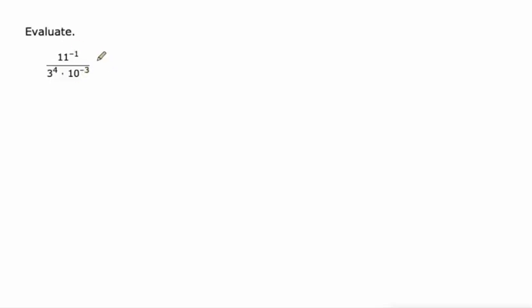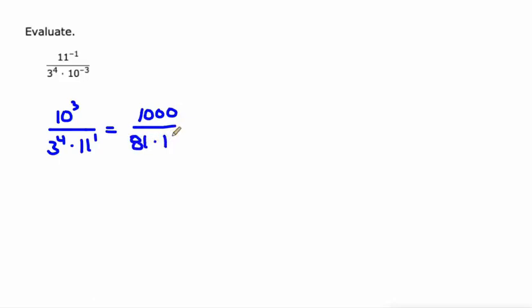All three of these bases are different. All right, so I'm going to use the negative exponent property to move things around. That 10 to the negative third, I'll move it to the top, make it 10 to the positive third. 3 to the fourth, I'll leave it right where it is. And that 11 to the negative first, move it down to the bottom. So this is going to be 1,000 over 81 times 11. And 81 times 11 is 891. So let's make it 1,000 over 891.